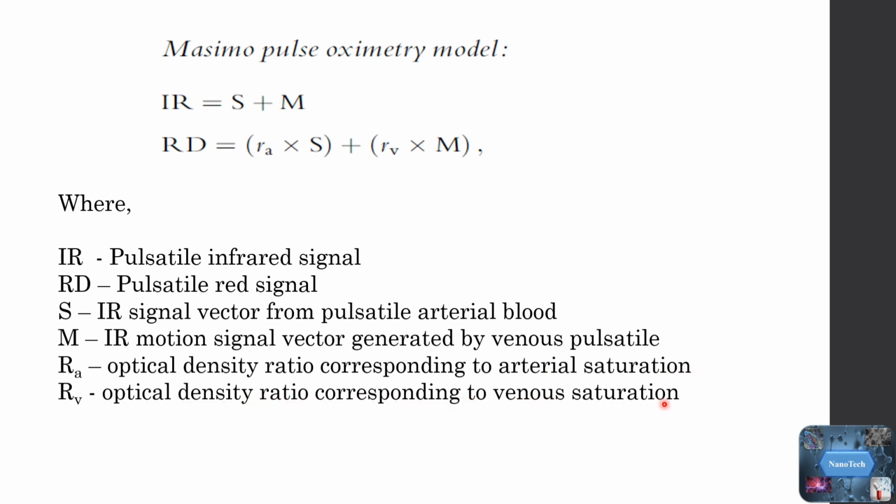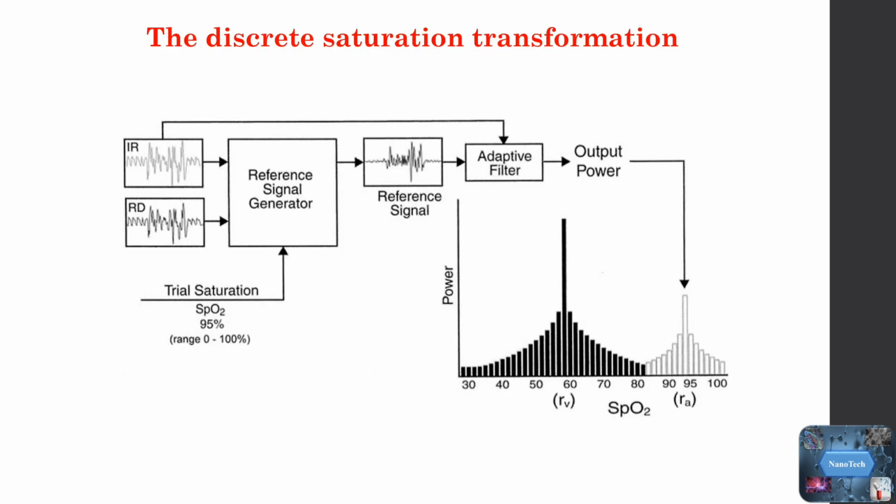This approach to determining the SpO2 does not depend upon calculating the ratio of red to IR light. This model computes a reference signal using the equations, which is then used by an adaptive filter and discrete saturation transform to identify the correct arterial saturation.